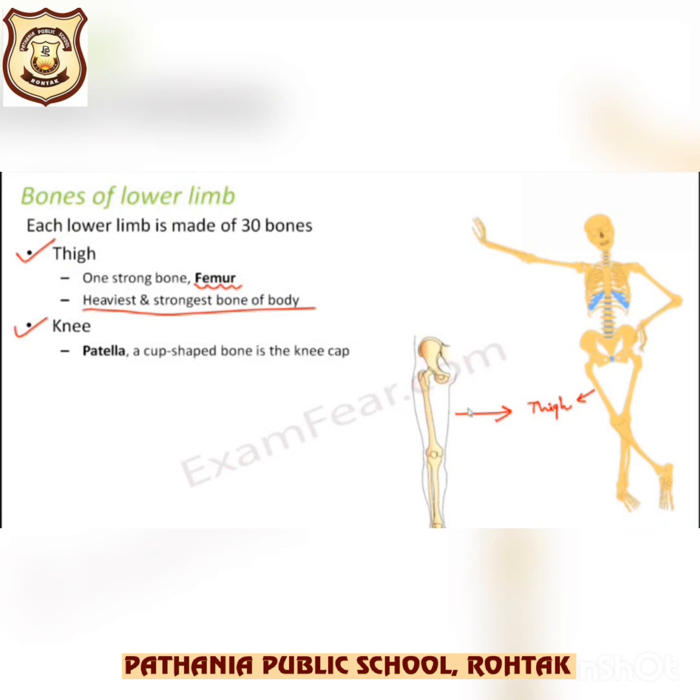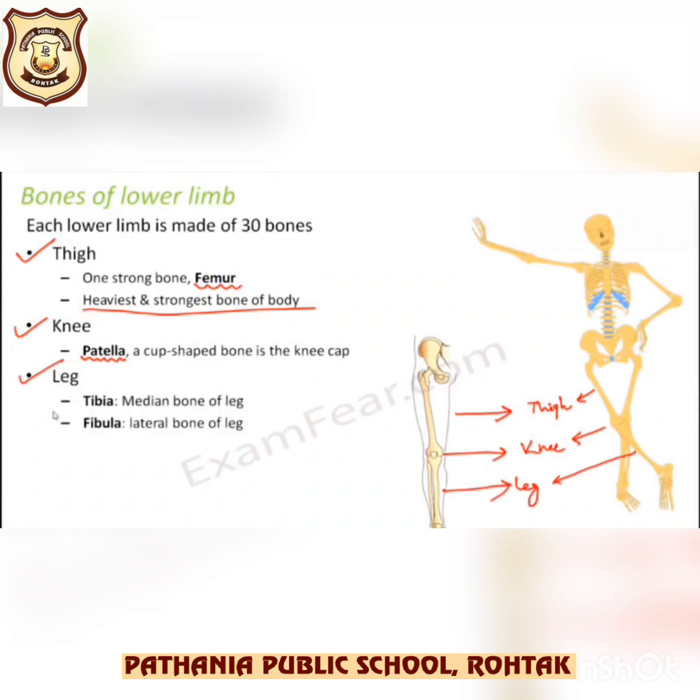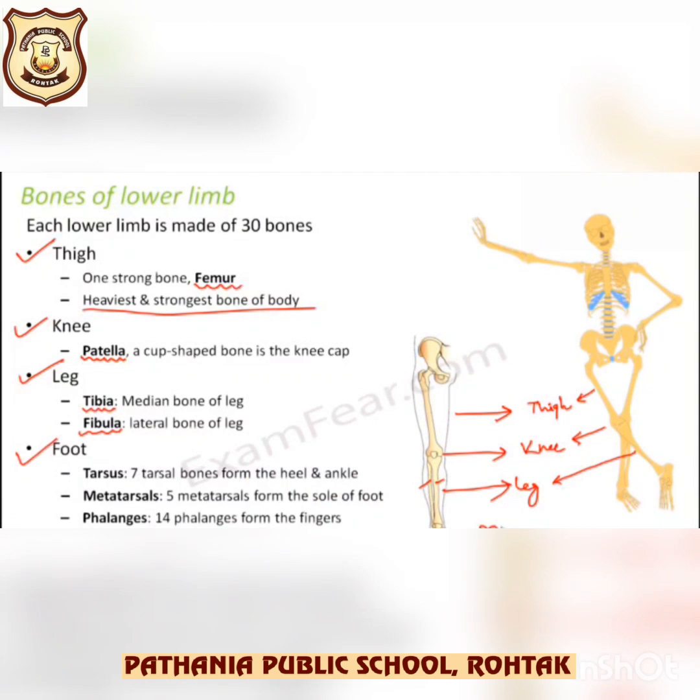Next, the lower leg is from knee to ankle. The lower leg consists of two bones, that is tibia and fibula, and the patella, the cup-shaped bone which we call the knee cap. The tibia is the medial bone of the leg, and the fibula is the lateral bone of the leg. All right, so the upper leg bone is connected to the lower leg bones at the knee by a hinge joint, and there is also a knee cap, which we call the patella.